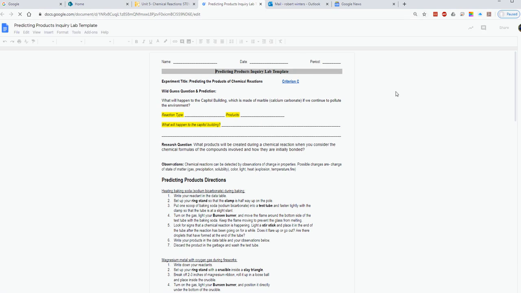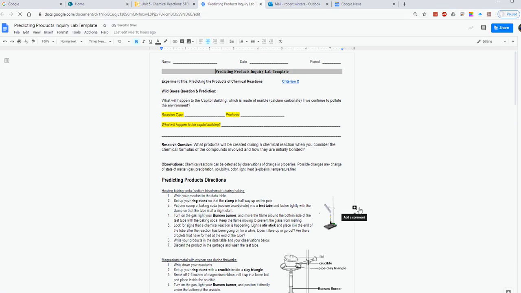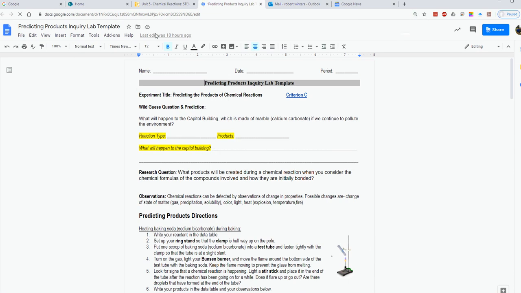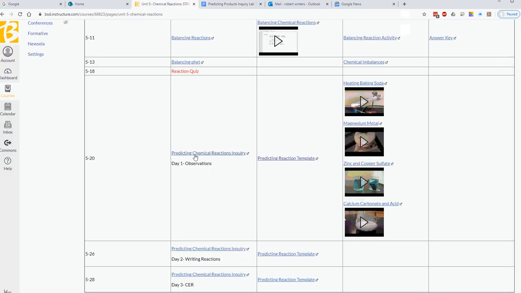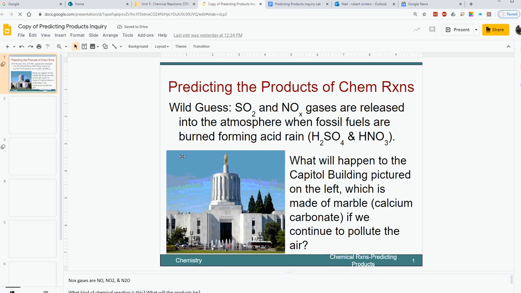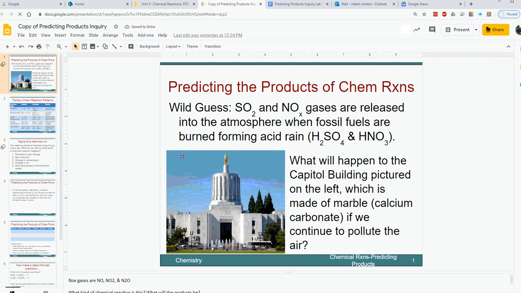So why don't you start off by opening up this form here. This is the predicting products form. Make this one a little bigger so you can see it. If you just fill out your name, date, and period on here, it's going to be a criterion C. We're going to start off with a prediction, but before we do that, let's go back here. I just want to bring up my lecture material. You can follow this along at your own pace or make a few notes.